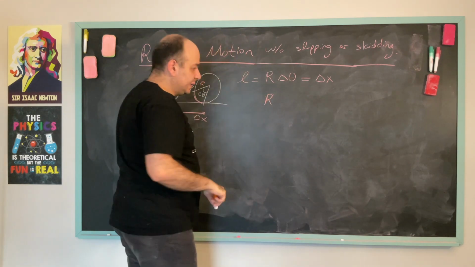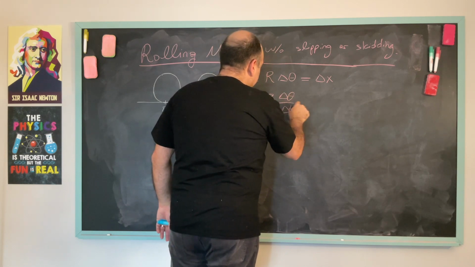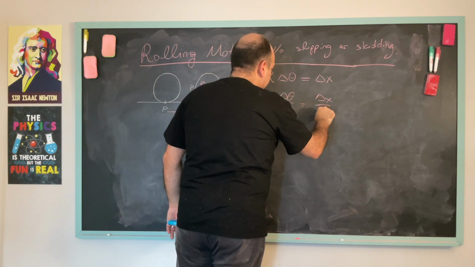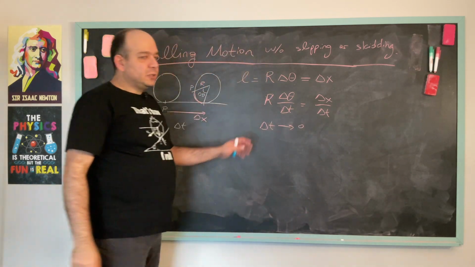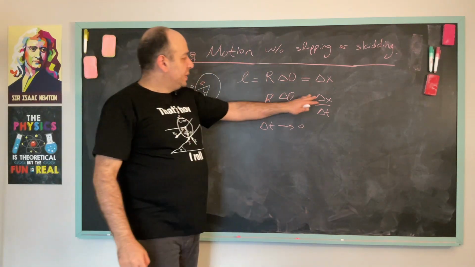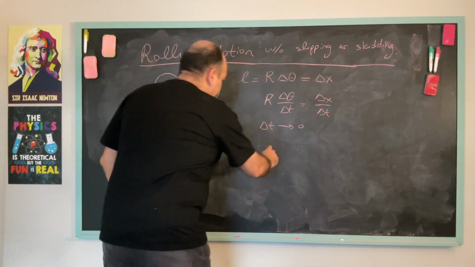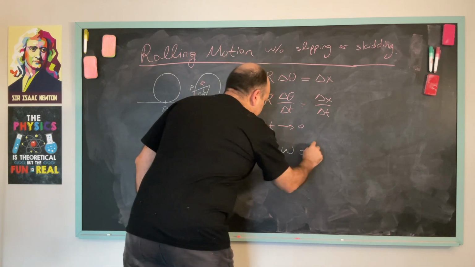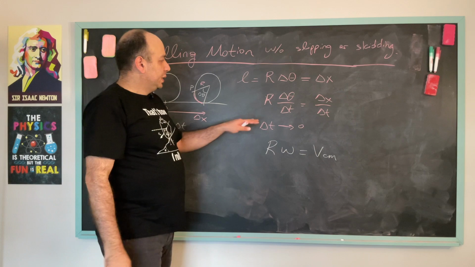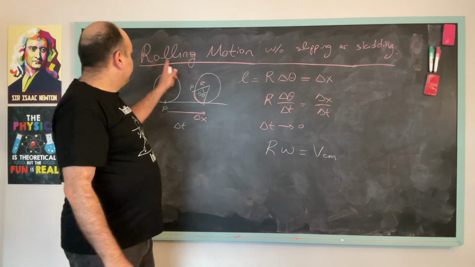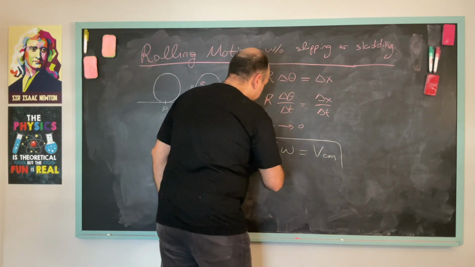If you are looking at average quantities, we will have delta theta over delta t equal to delta x over delta t. In the limit, as you all know, delta t goes to 0, these become instantaneous quantities. So r times omega is equal to v center of mass. Here is another way of showing that if there is rolling motion without slipping, r times omega must equal v center of mass.